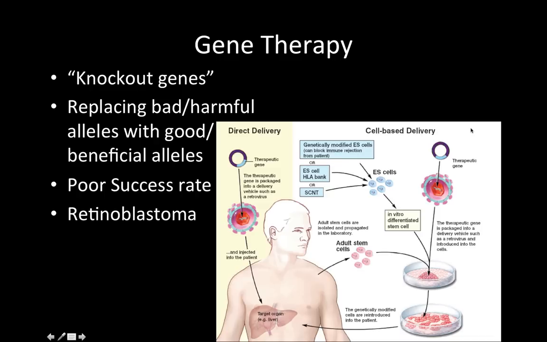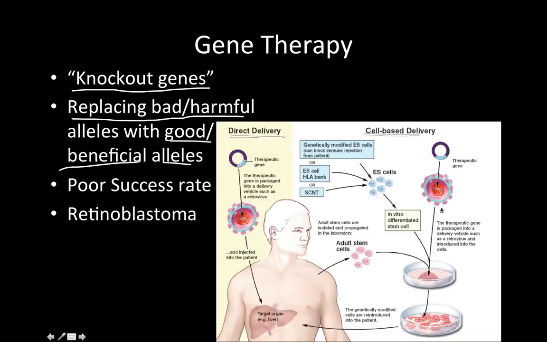Gene therapy is our next type of biotechnology, and most people refer to these as the knockout genes. Basically, gene therapy replaces bad or harmful alleles and genes with good or beneficial alleles and genes. There's two different ways that we can do this, either with direct or cell-based delivery.